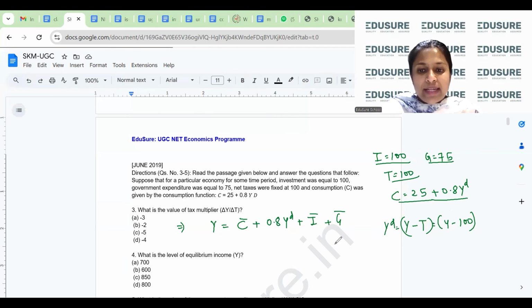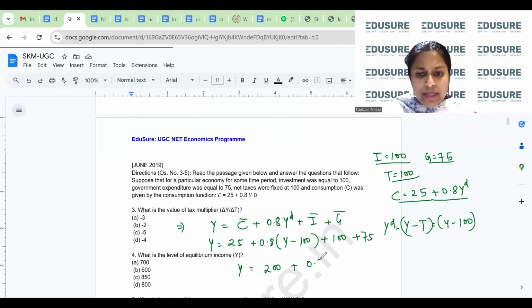So now if we set up our equilibrium equation, Y is equal to C bar plus 0.8 YD plus I bar plus G bar. So this is going to be equal to 25 plus 0.8 times Y minus 100 plus I bar is 100, G is 75. So Y is going to be equal to 200 plus 0.8Y minus 80. So this is going to be 0.2Y is going to be equal to 120.